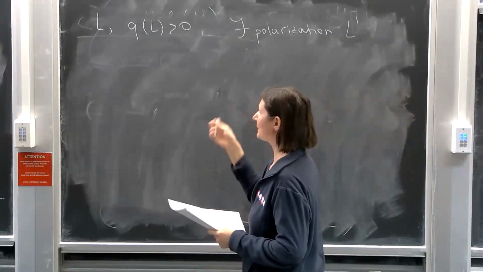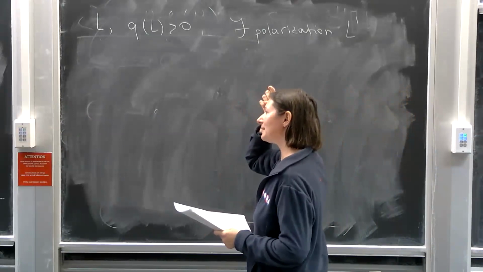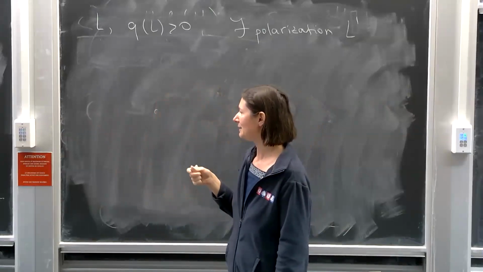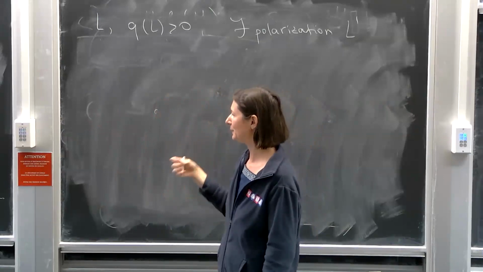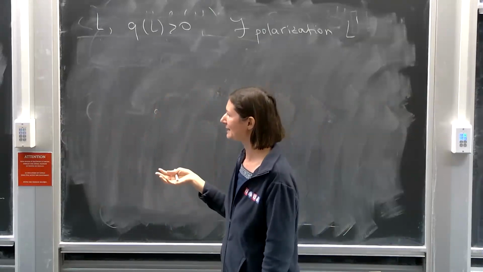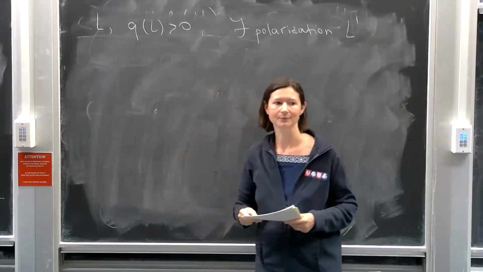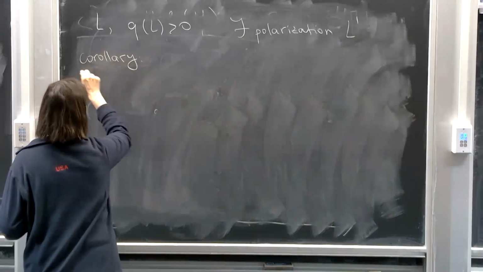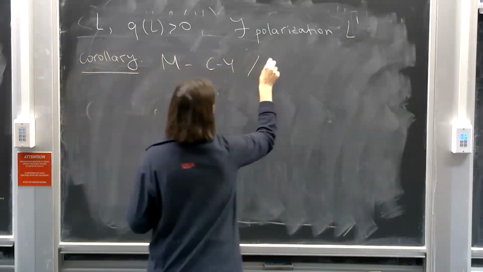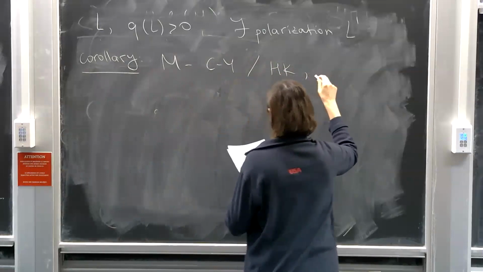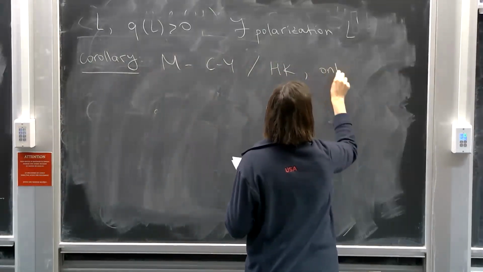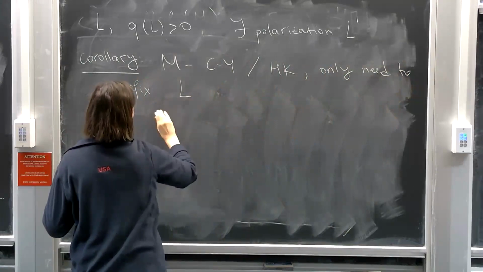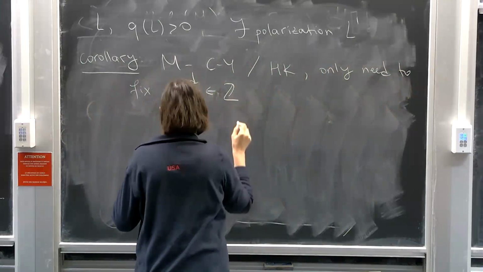So then Kollár-Matsusaka's theorem becomes a little bit simpler for Calabi-Yau manifolds and hyperkaehlers, because instead of fixing the intersection of L to the d-1 with the canonical bundle, since that's trivial, you don't have to fix this. You only have to fix L to the d. Corollary: if M is a Calabi-Yau or hyperkaehler, then you only need to fix the whole self-intersection L to the d to obtain finiteness.